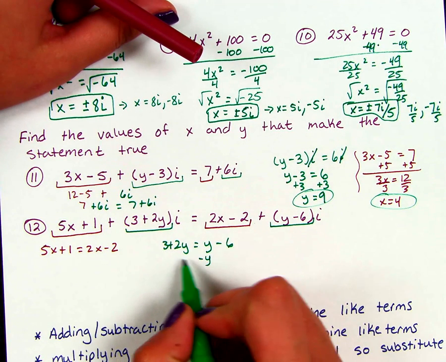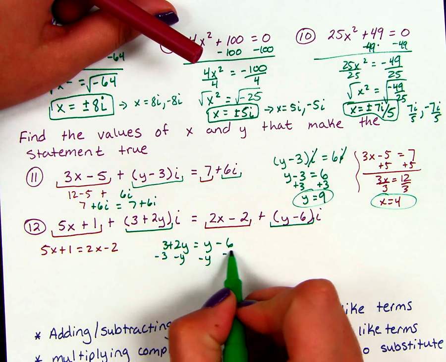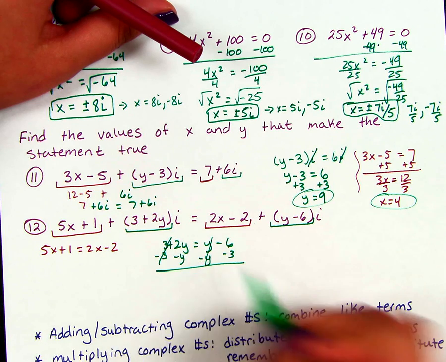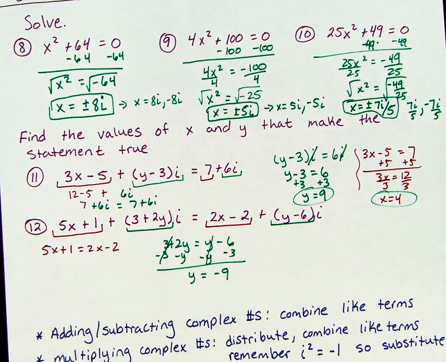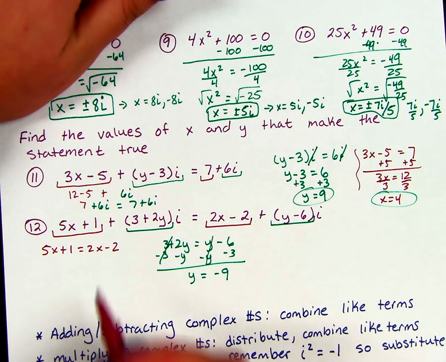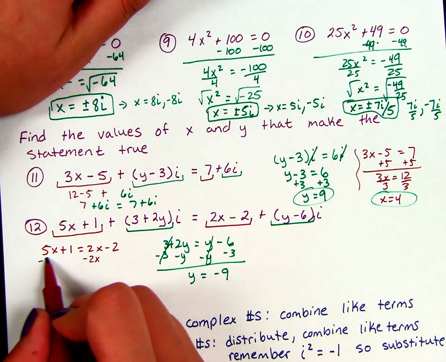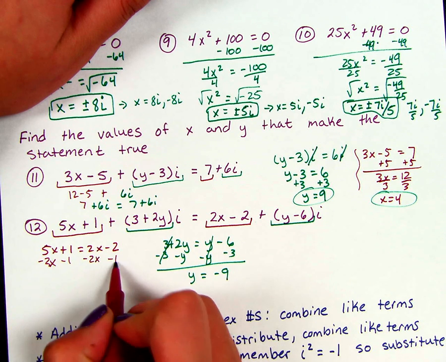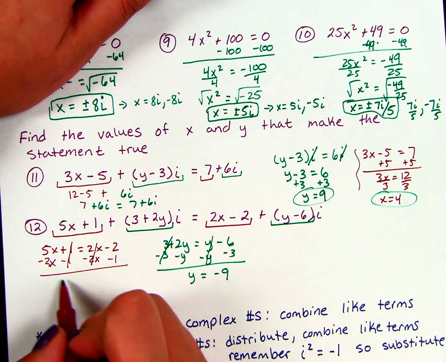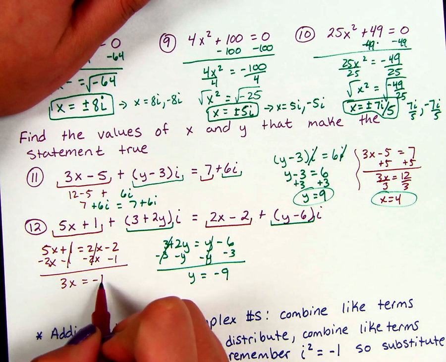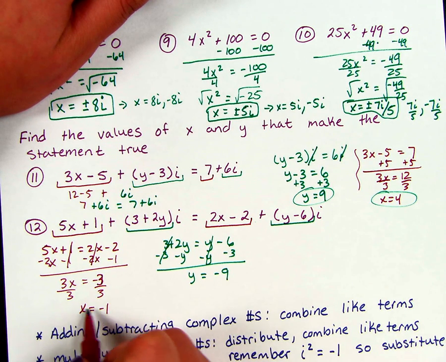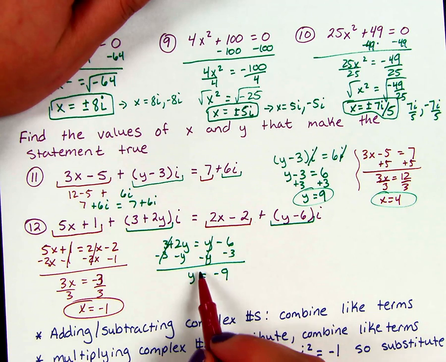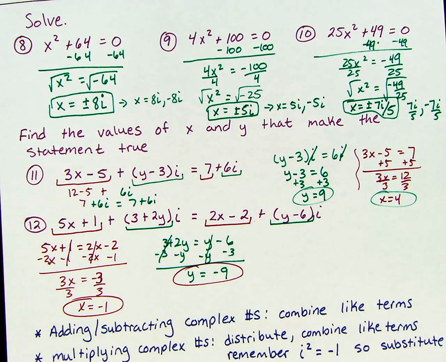So for this one, I'm going to subtract the y, and I'm going to subtract 3 at the same time. So that cancels, that cancels. So that will leave us with y equals negative 9. And then for the x, I'm going to subtract the 2x. And at the same time, I'm going to subtract the 1. So that will leave us with 3x equals negative 3. And then we would divide by 3 to get negative 1. So my two answers would be x equals negative 1 and y equals negative 9. And that will make the statements true.